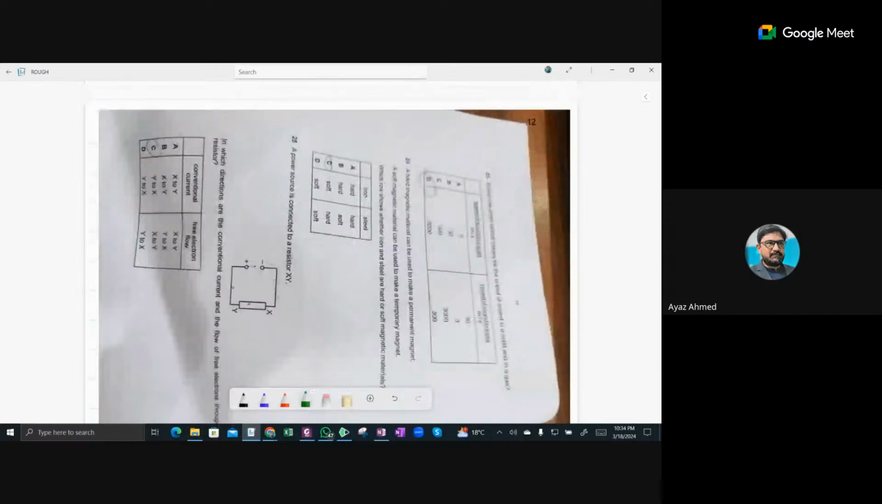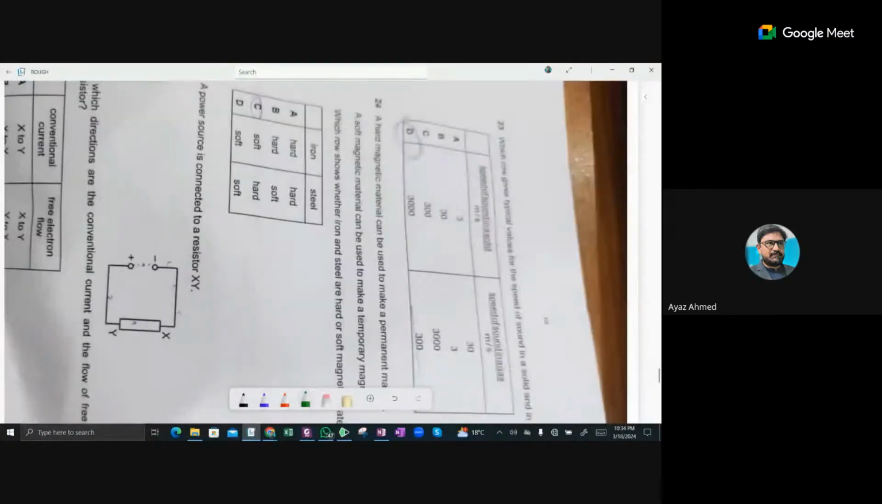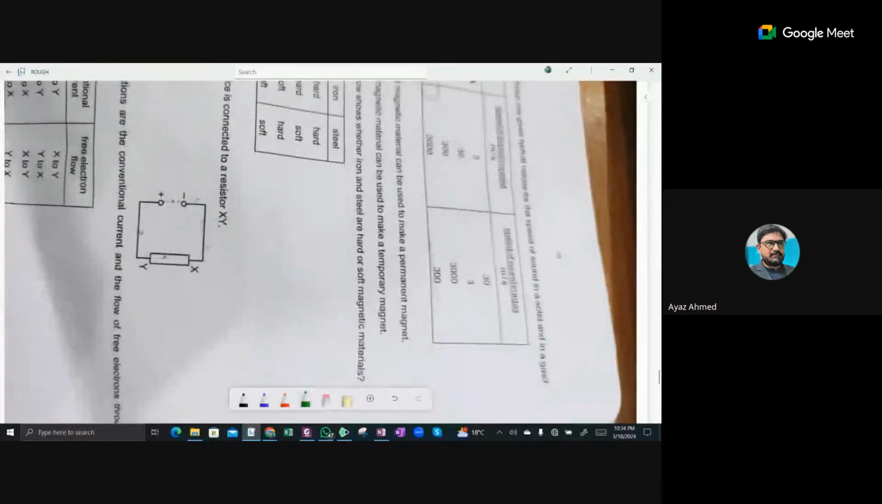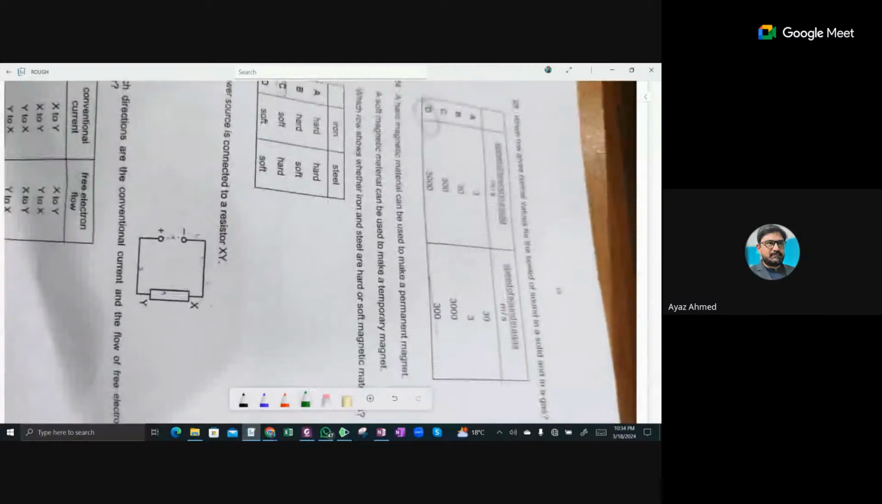So here is your next question. Which row gives the typical values of the speed of sound in a solid and a gas? So in solid, it is almost 3000 because you have to select the largest number. This is the game in this question. What you have to select? You have to select the largest number, and almost this one. This is the right option.